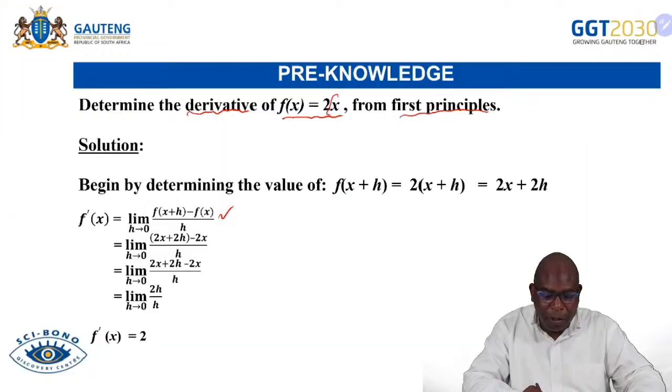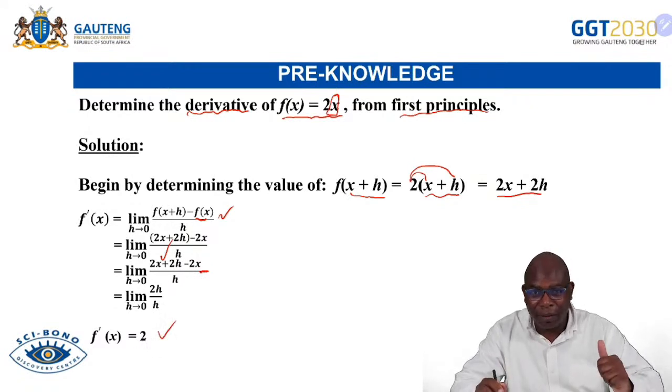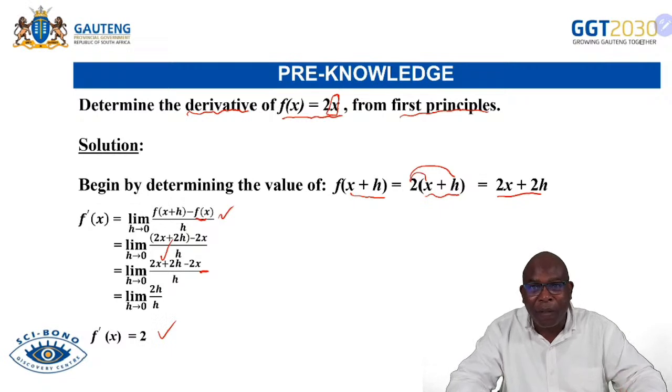In place of x, I'm going to replace the x by x plus h. Then we multiply out this and that. You got 2x plus 2h, which is what we are having here. Then from there you subtract the f of x, which is 2x. And then the answer that you got was 2 over h. And then you got f of that. Please keep this in mind because we're going to try to look at it when we're using the rules there.